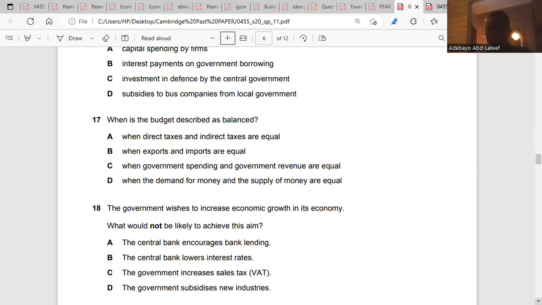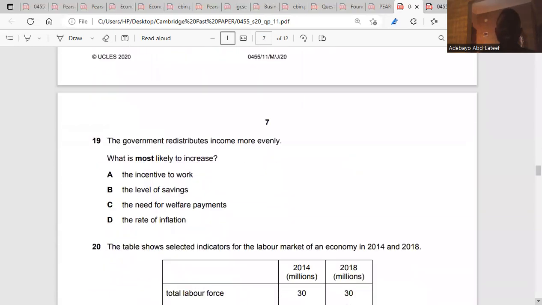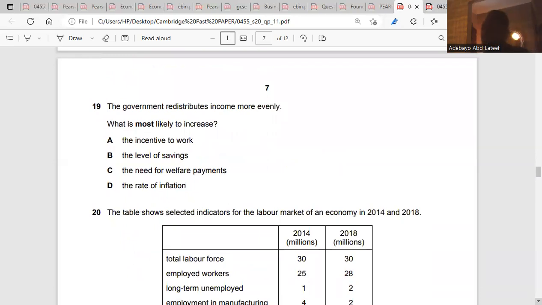The government redistributes income more evenly. What is most likely to increase? If there's redistribution of income, that means government wants to reduce the gap between the rich and the poor. This makes a lot of people have income, a lot of money to spend. At that point in time, the purchasing power of firms will increase. Purchasing power of individuals will increase. If purchasing power increases, demand in the economy will increase. It will lead to demand pull inflation. So the rate of inflation will increase. Okay. So the answer is D.